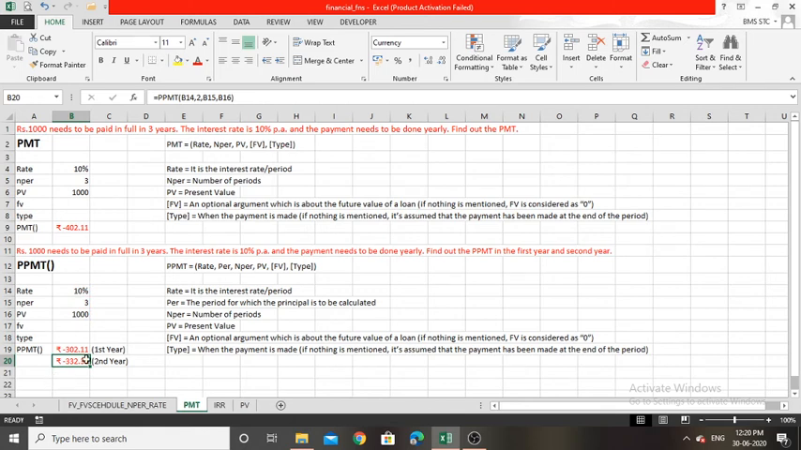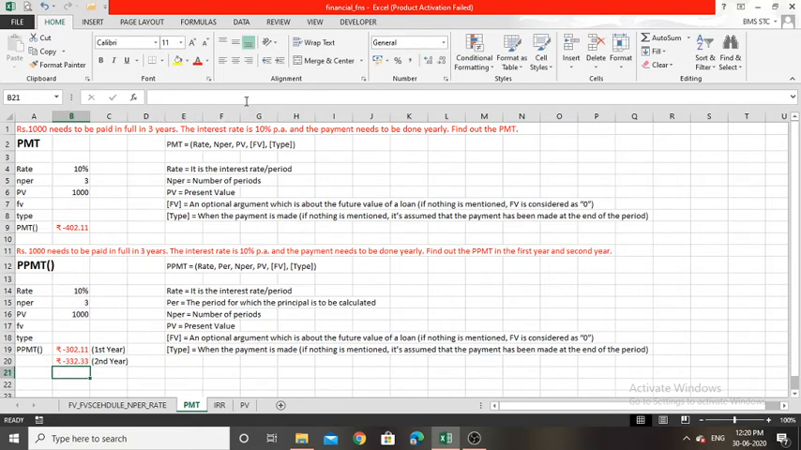See the next example. After the first year you have to pay 302 rupees in full. And what about the second year's payment? To find out the second year you have to put 2 as the PER argument. The remaining all put the same values: rate as 10%, NPR as 3, PV as 1000. We just need to change the PER value, that is 2.